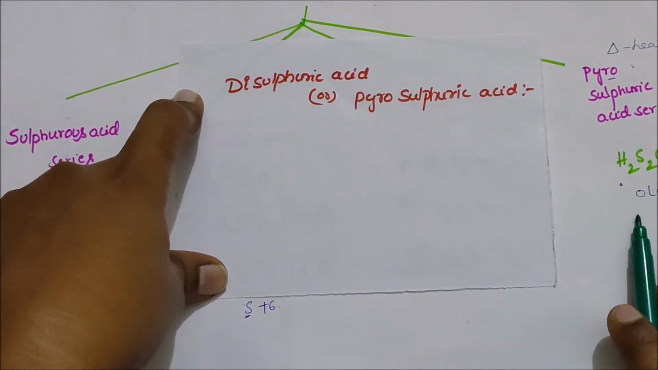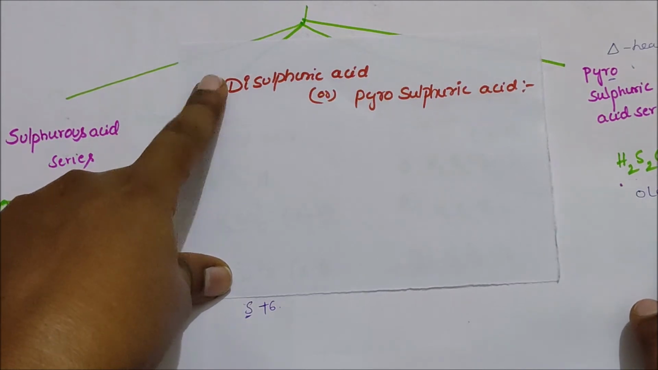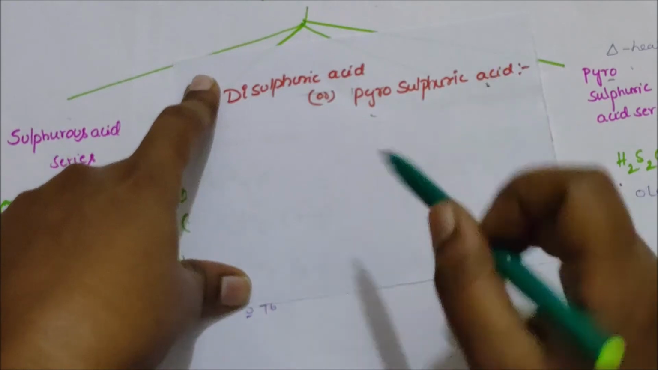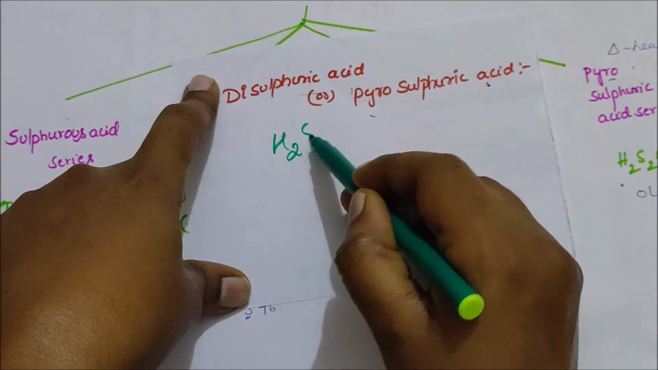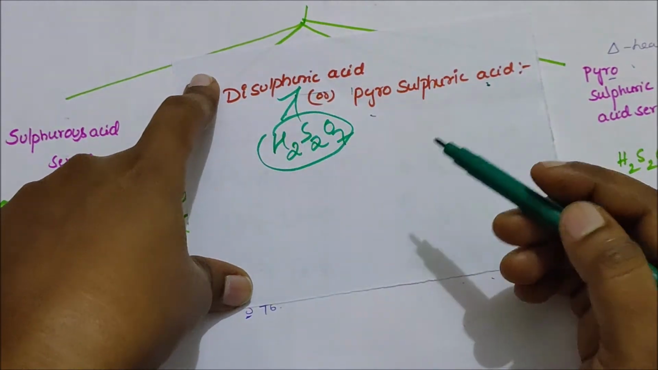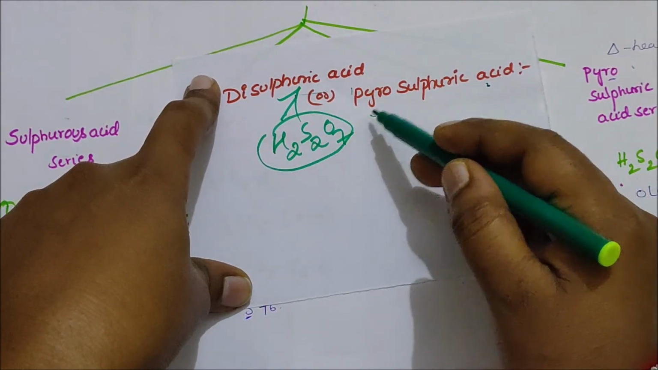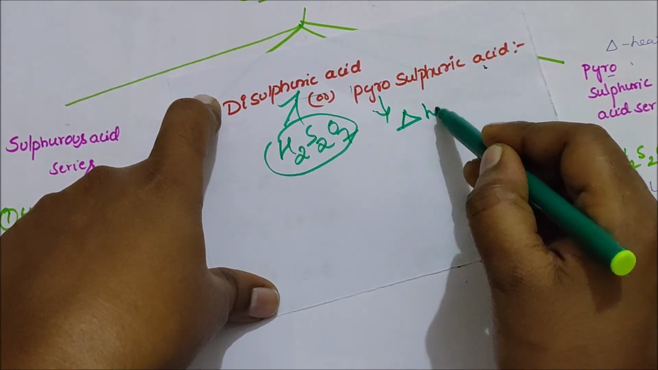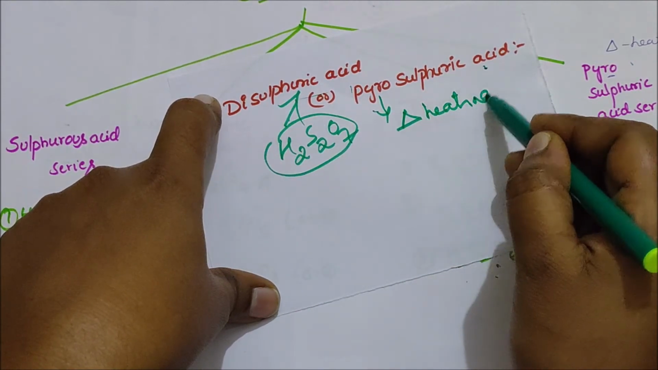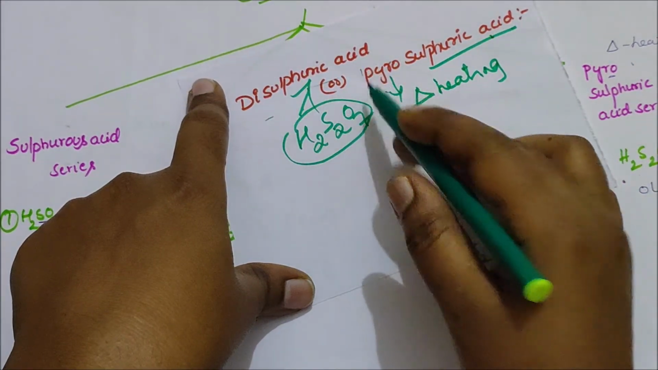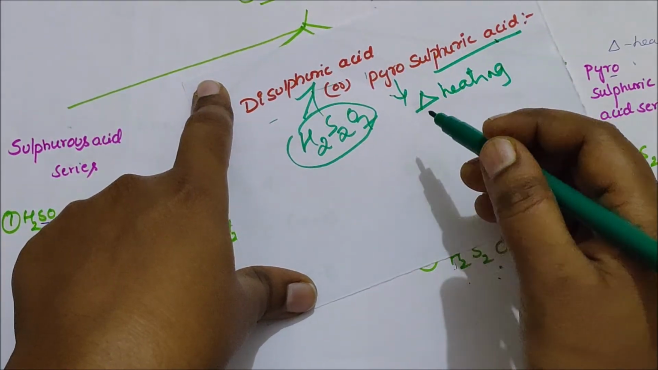H2S2O7 is called oleum. Oleum is also called disulfuric acid or pyrosulfuric acid. The structure of H2S2O7 can be named disulfuric acid or pyrosulfuric acid. Pyro means heating. By heating sulfuric acid molecules, disulfuric acid, that is pyrosulfuric acid, can be obtained.